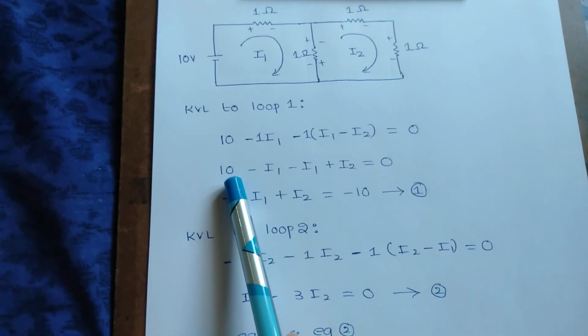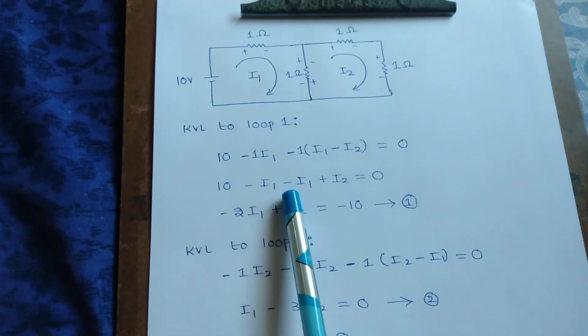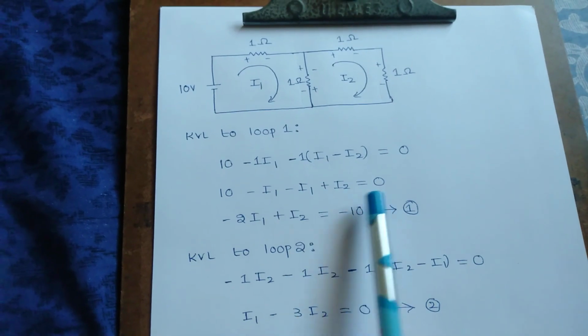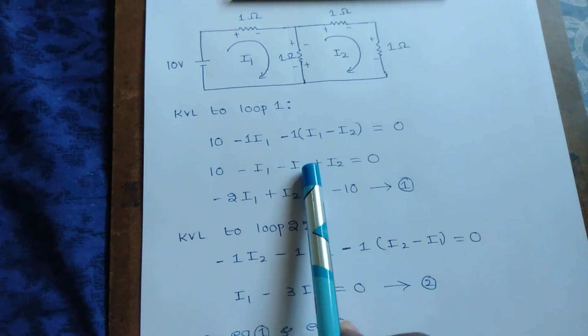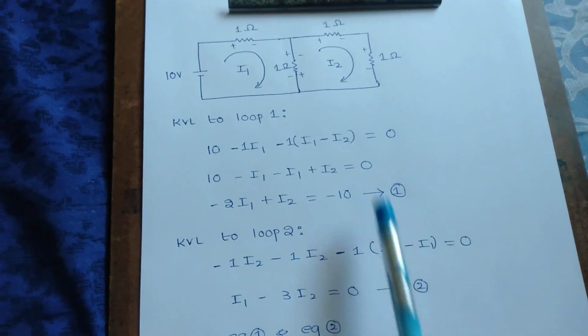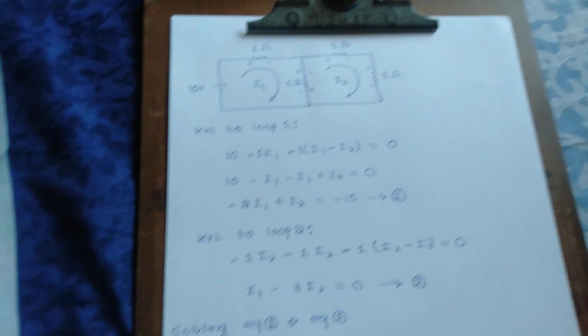So on simplification, 10 minus I1 plus I2 is 0, that is, minus 2 I1 plus I2 is minus 10. Let us call this equation 1.